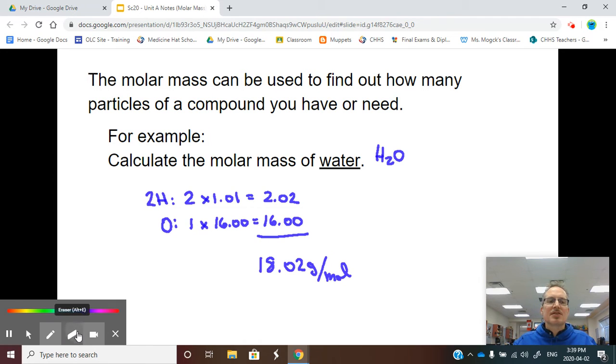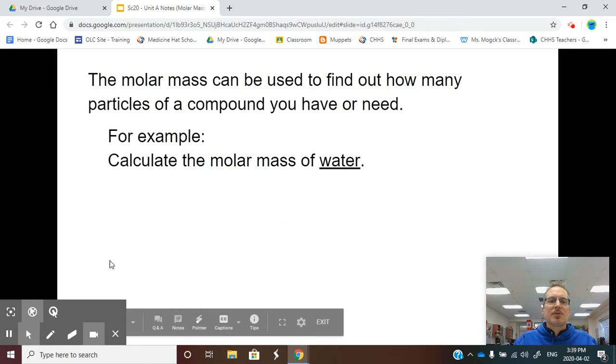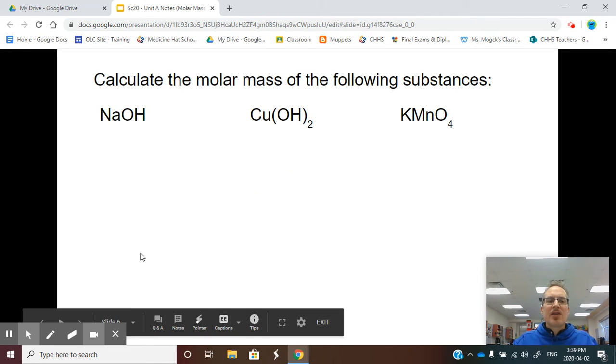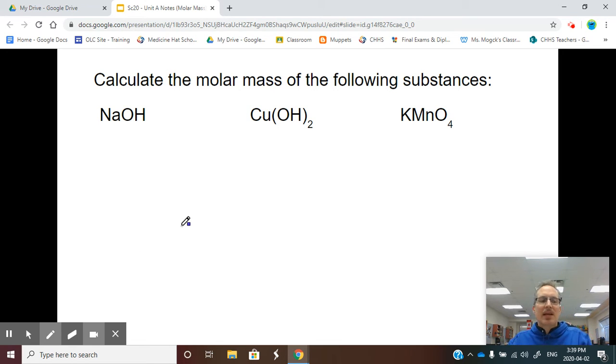So I'm going to clear this screen and go to the next screen. I would like you to pause the video as you figure out these 3 molar masses. When you are finished, unpause the video and check your work with mine.